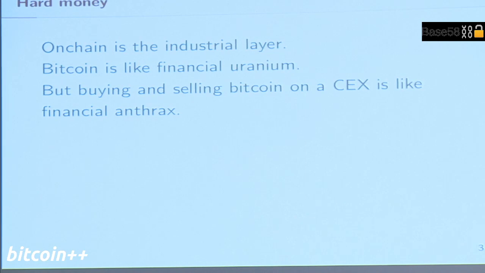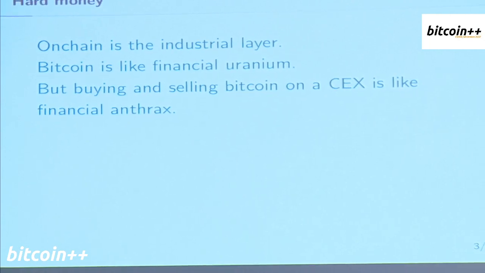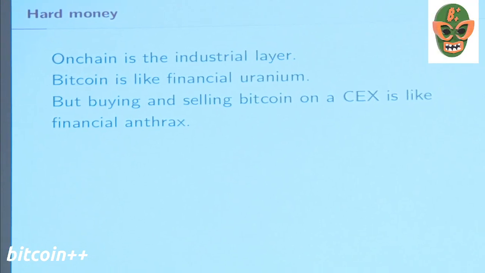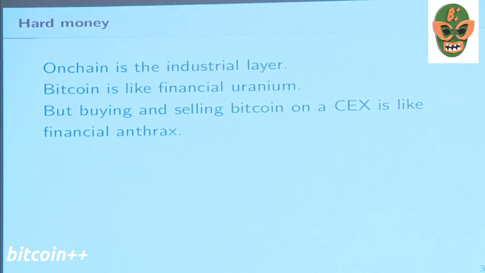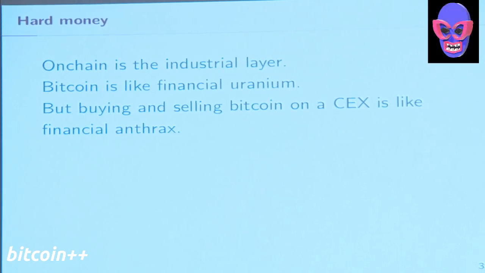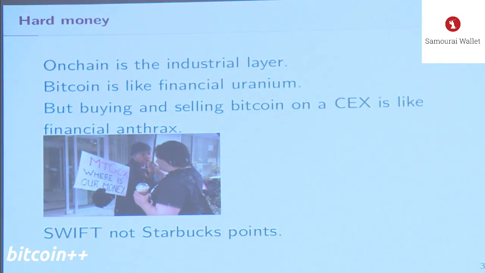what I've thought about this stuff for, I guess, 10 years now, which is that I don't see on-chain Bitcoin as a consumer payments network, and I think anyone who thinks it is just misunderstood it, and that could even include Satoshi, shock horror, who talked about vending machines. I think it's just not the right characterization of what the system actually is. It's more like a hard money system, which means I've sometimes used the phrase, SWIFT not Starbucks points.